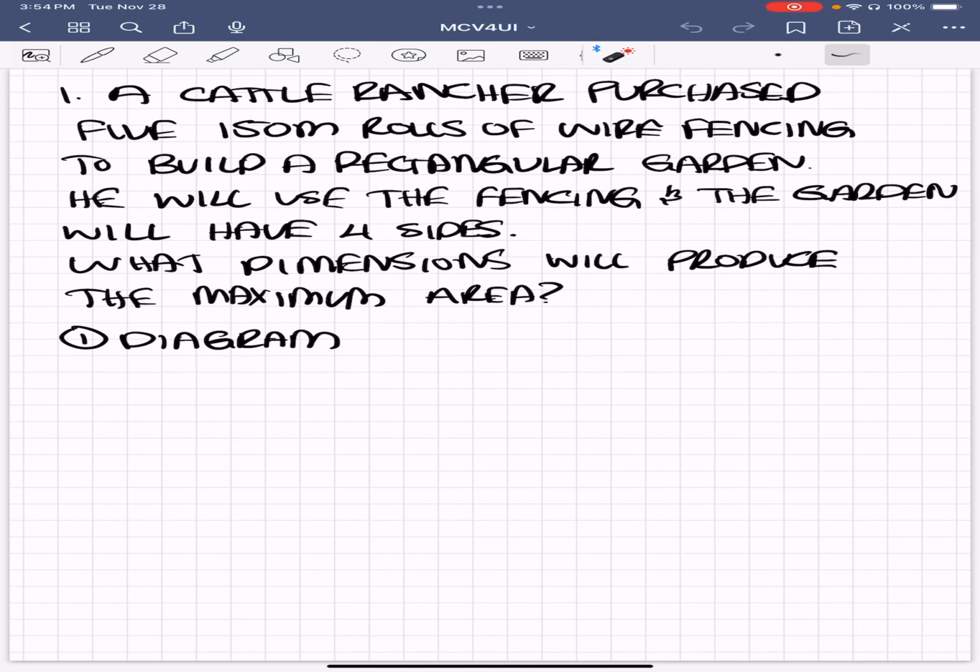A cattle rancher purchased 5,150 meters of wire fencing to build a rectangular garden. He will use the fencing and the garden will have 4 sides. What dimensions will produce the maximum area? First things first, we're going to draw a diagram.